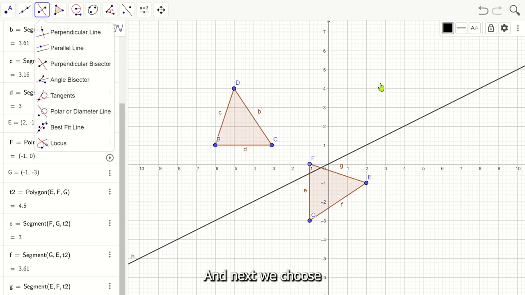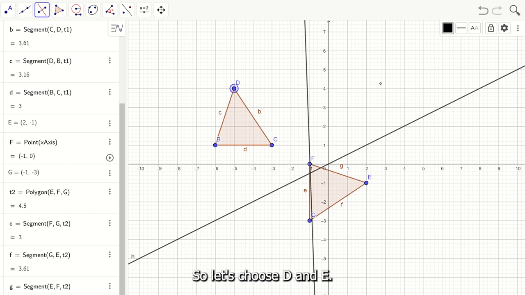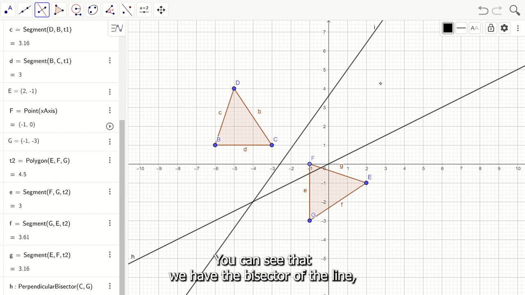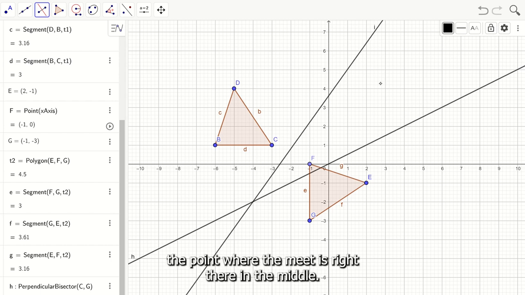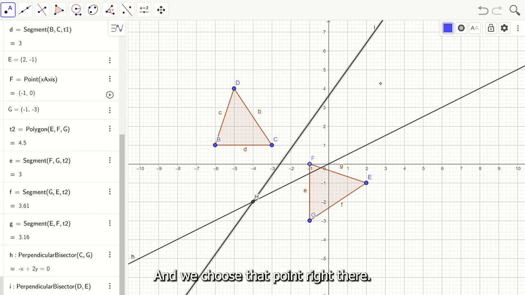And next we choose maybe D and E, because D and E correspond. So let's choose D and E, and then we look at the line. You can see that we have the bisector of the line. The point where they meet is right there in the middle. Let me choose that point right there. That's the point H. That point right there is the center of our rotation.